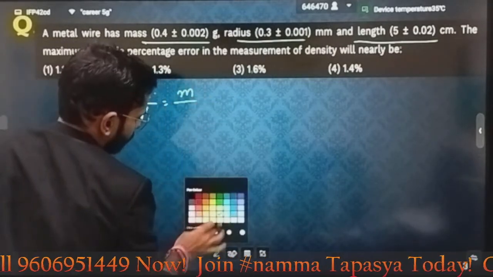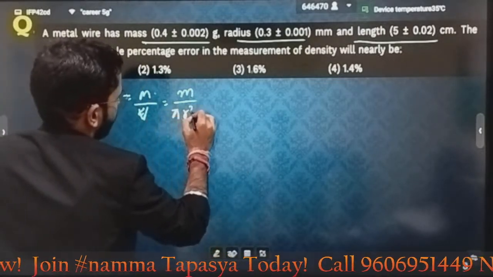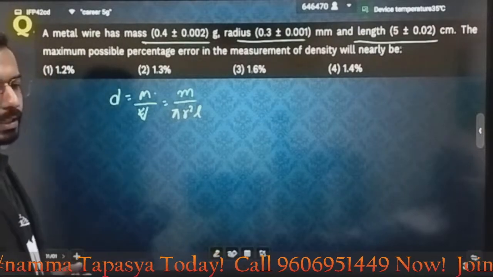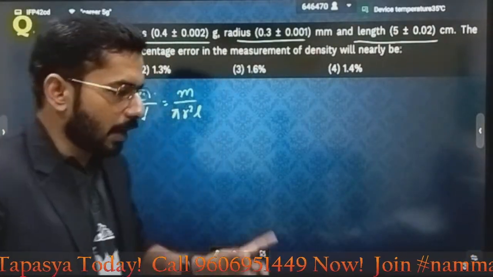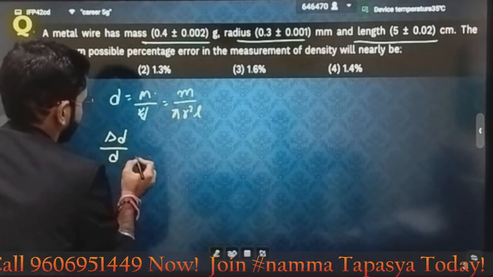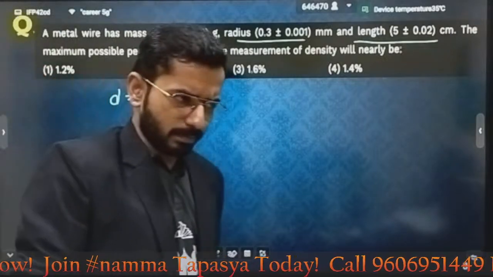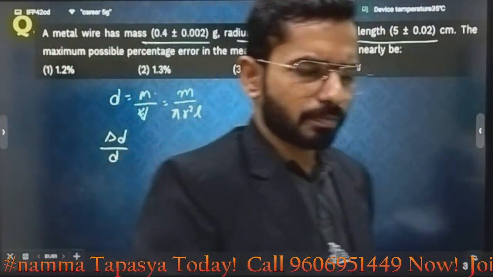What is the formula of a volume? It is pi r square L for any kind of cylindrical shape. This I know. Now I have to write the percentage error. That means how can I write the percentage error? Delta D by D, obviously into 100, but that into 100 will be cancelled out from everywhere. That's why I never used to write the complete one.